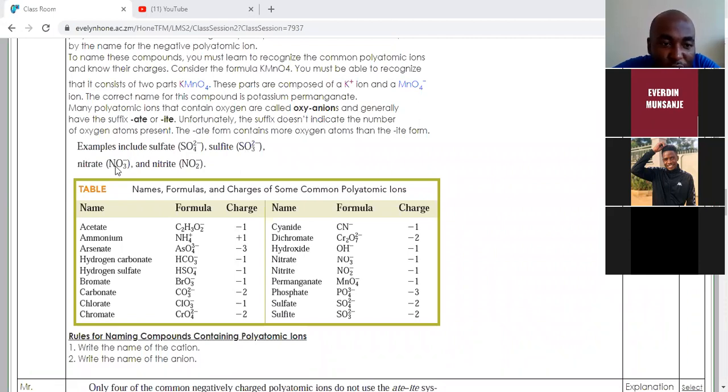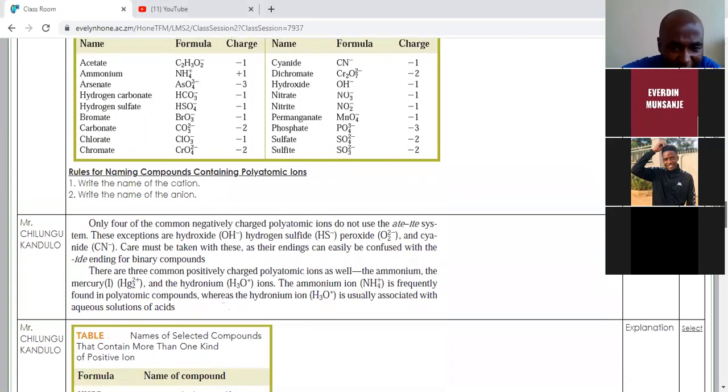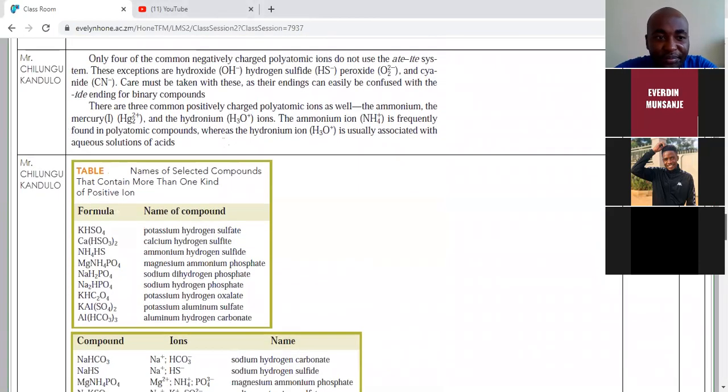Then nitrogen, the oxyanions of nitrogen. There's NO3 minus, then there's also NO2 minus. So this is nitrate, this is nitrite. So that's the reasoning. The rest you just have to learn.